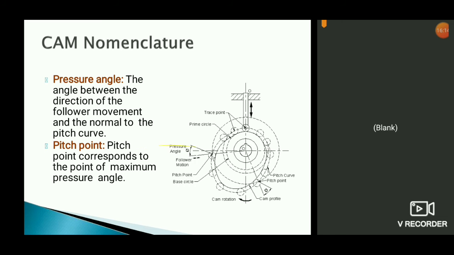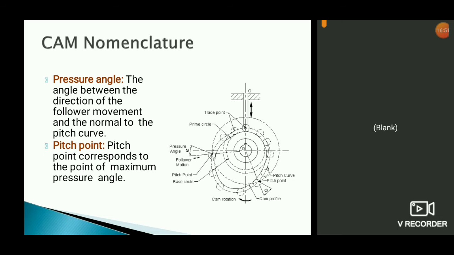When this surface comes over here, the movement of the follower will be like this, and you will have a point on the pitch curve. You can see this is the pitch curve. If you draw a perpendicular normal to that pitch curve, you get an angle between the follower direction and the normal to the pitch curve. The angle between those two is known as the pressure angle.